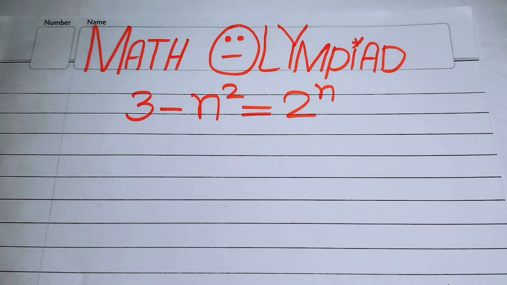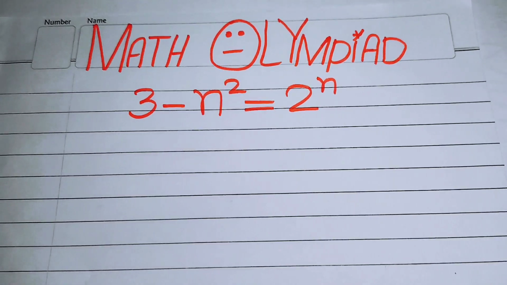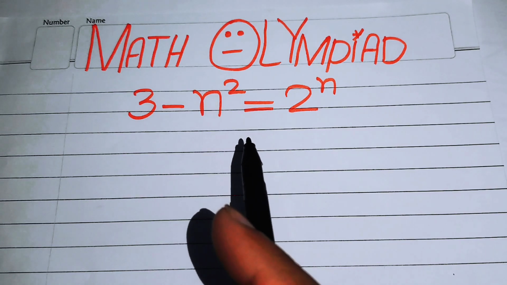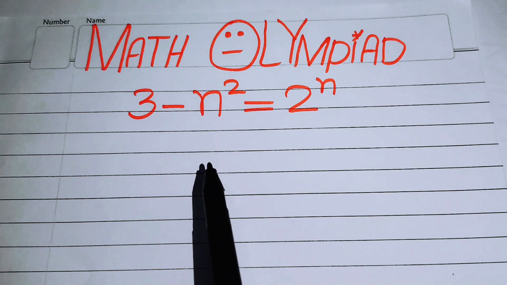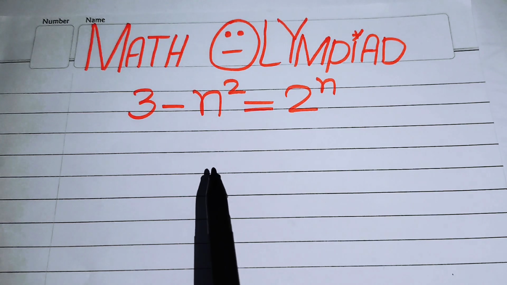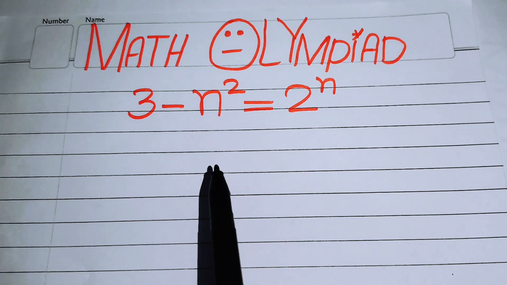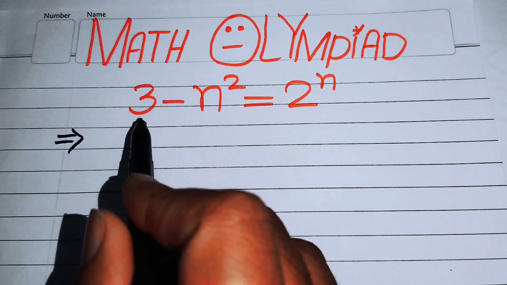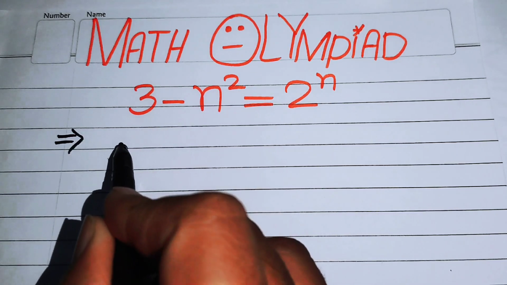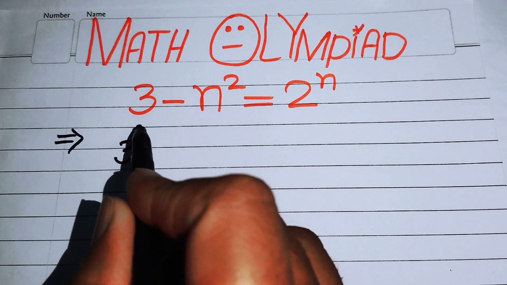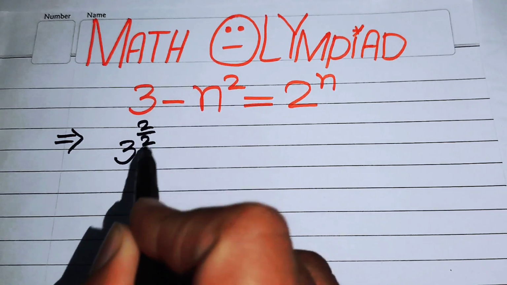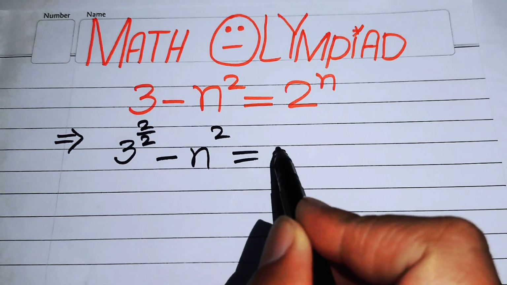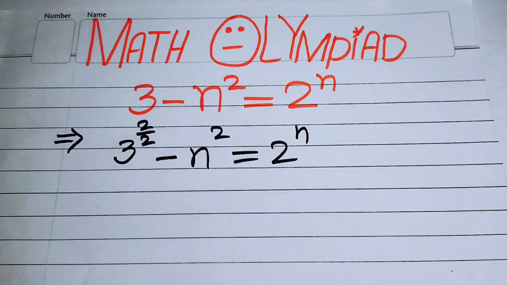In this video we are going to solve this nice algebra problem, and here we have 3 minus n squared equals 2 to the power of n, and we will solve this problem for the values of n. So the very first thing we are going to do is rewrite its left hand side. Here you first see that we have 3, and we will just multiply the exponent of 3 by 2 and divide by 2, and we write it as 3 to the power of 2 by 2 minus n squared equals 2 to the power of n.